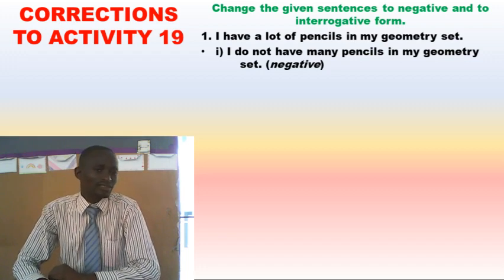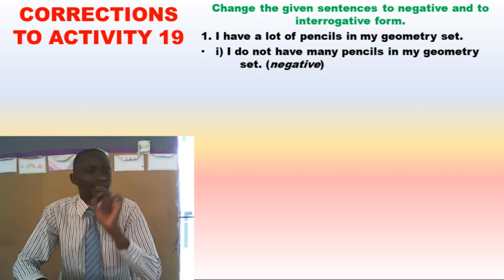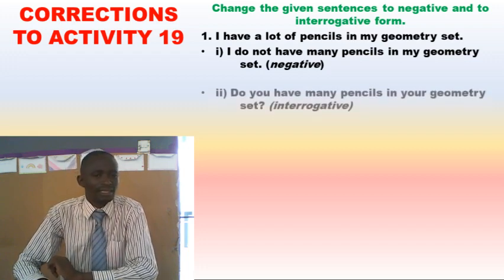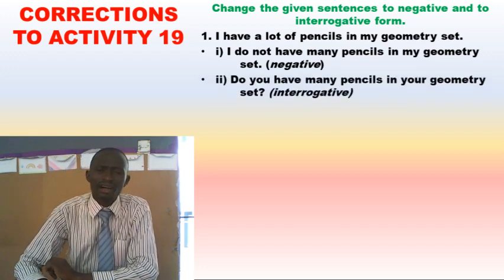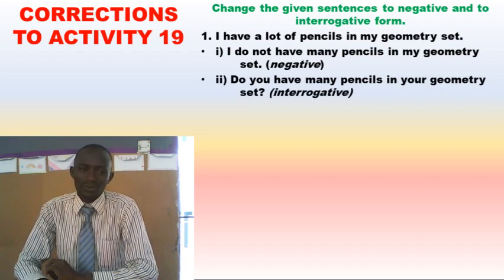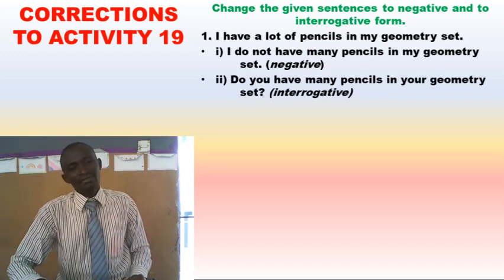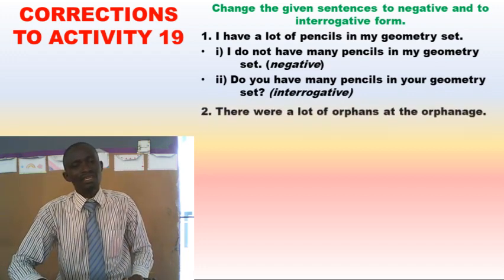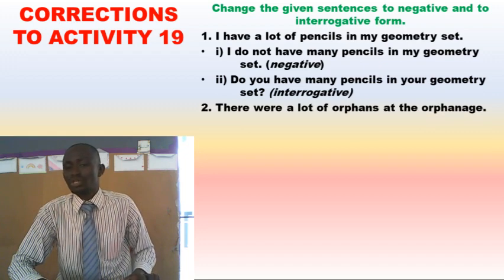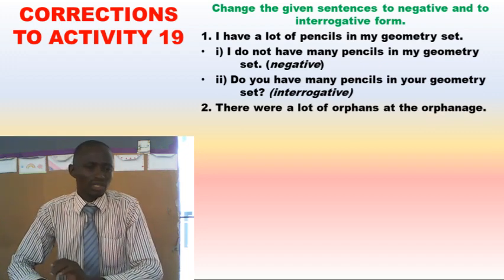And one can also say the answer in interrogative form. That is to say, a sentence in a question form. It reads, do you have many pencils in your geometry set? That is one answer. Another person may also give the answer in a negative interrogative form. That is to say, don't you have many pencils in your set? That's that. Look at number two.